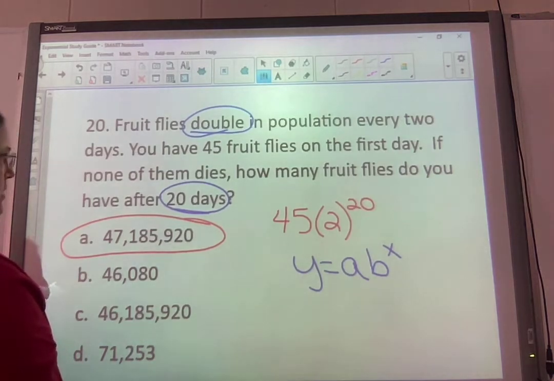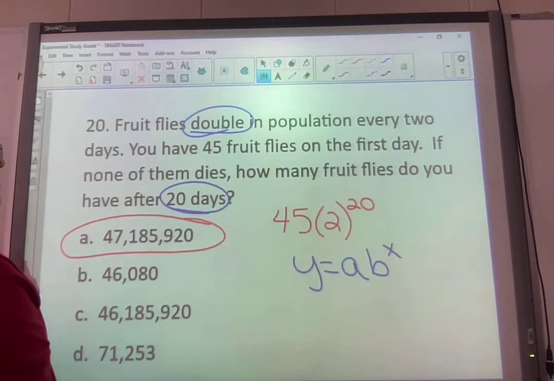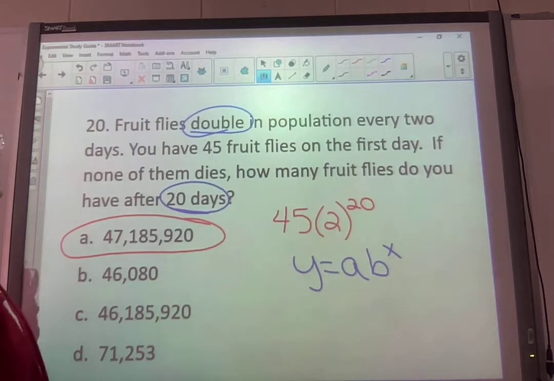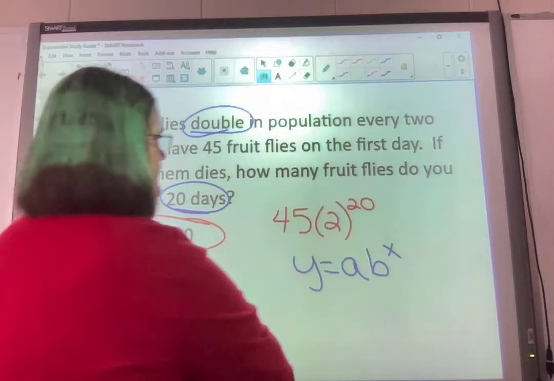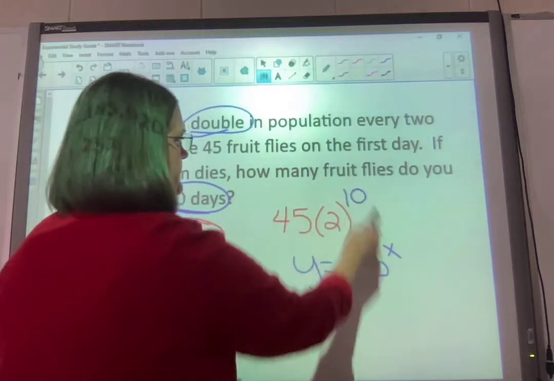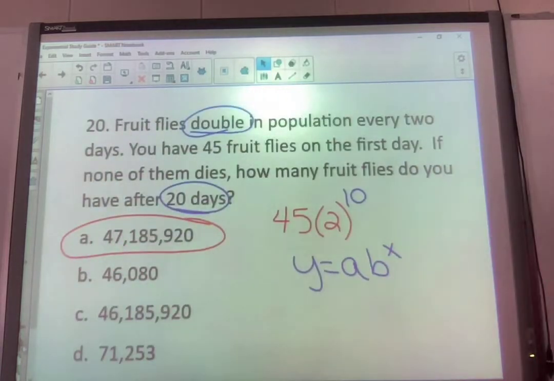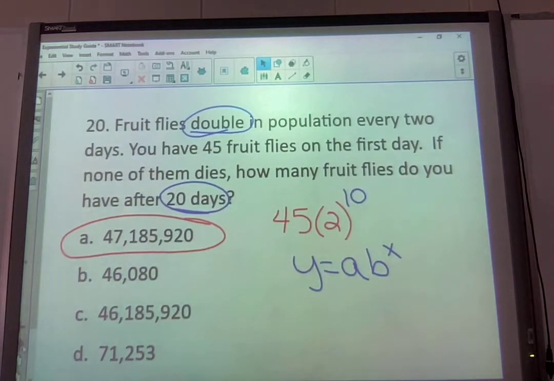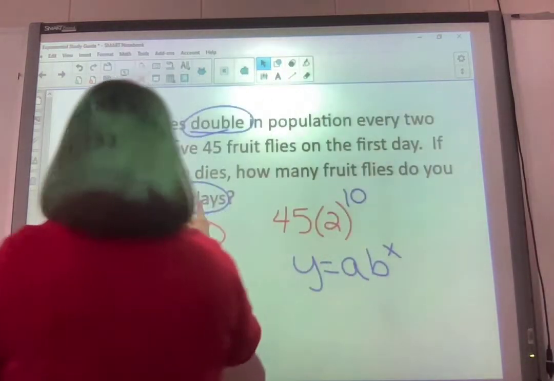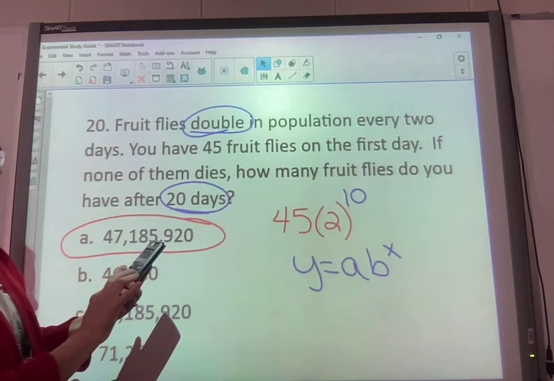I hope I have the correct answer on here for your choices, but I have done this problem wrong. It just hit me. I'm sorry, you've seen me figure this out. You need a 10 here because it's doubling every 2 days. So I will see if I have a calculator close by, because there's 10 periods. 20 divided by 2 is 10. So I don't know if I did this one correctly or not.